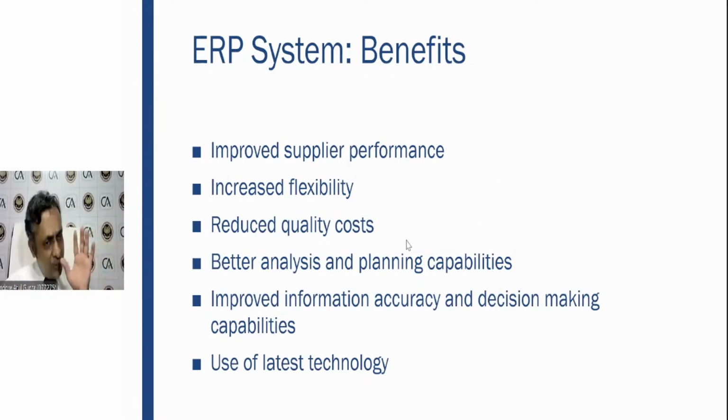Then, yes, now reduced quality cost basically is because your system tracking is perfect, you're doing absolutely well. So it ensures that the quality degradations are not there. So that leads to better quality products and the output is reduced quality cost. Better analysis planning. Yes, this is one of the best parts because you have so much data in the system.